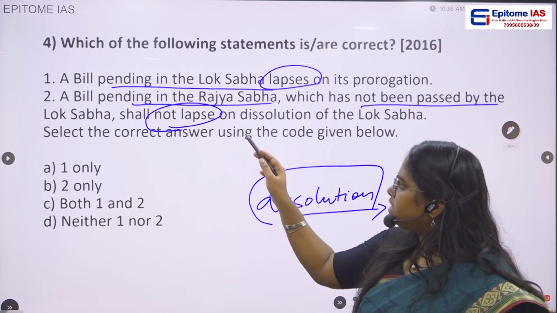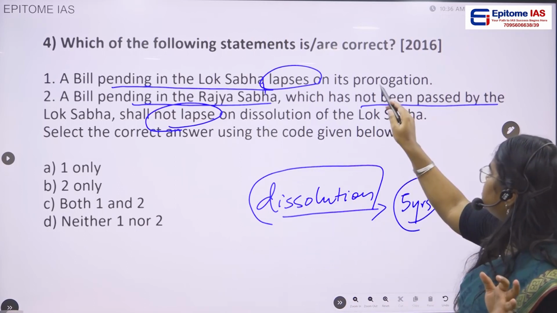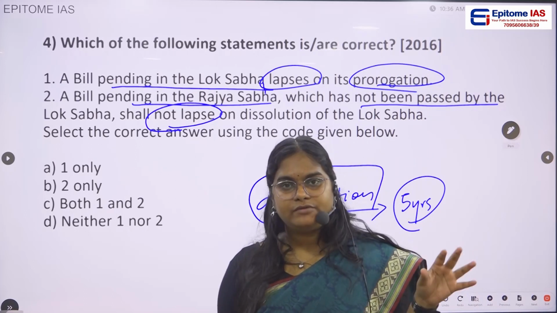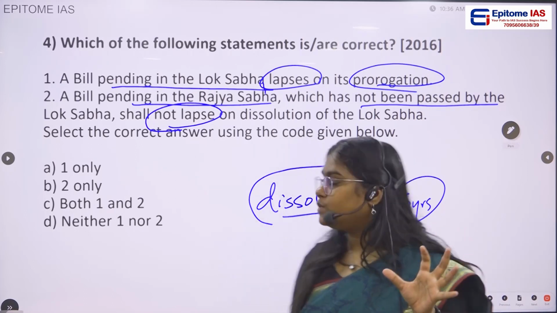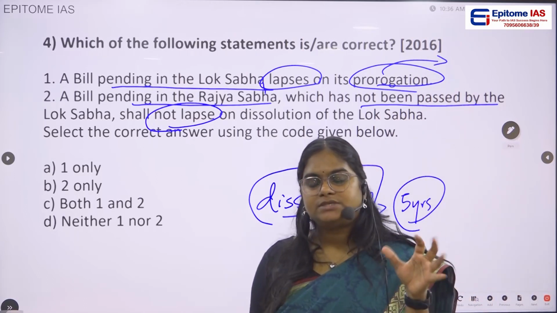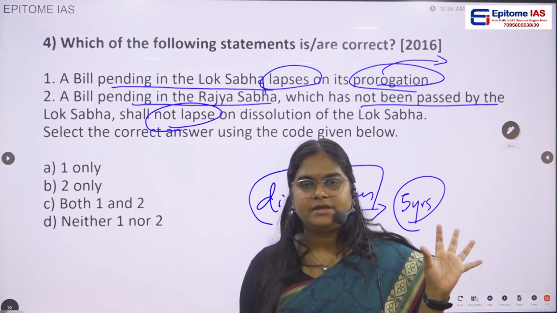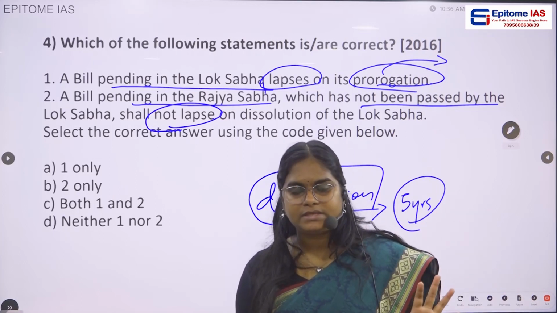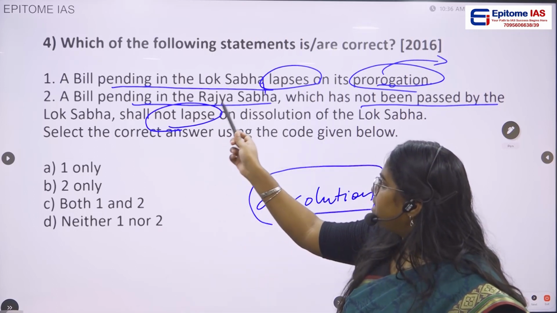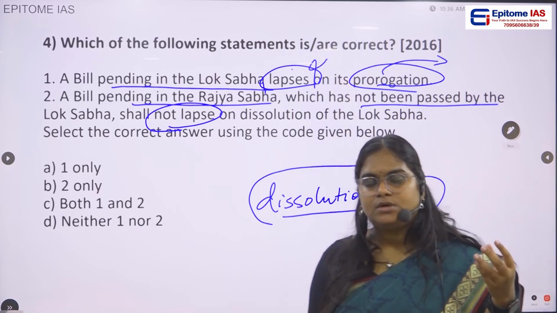If you see, the first statement is a bill pending in Lok Sabha lapses on its prorogation. Prorogation means the end of the session of the parliament. Once the end of the session of the parliament happens, it does not actually lapse the bill. The bills which are pending in both the Lok Sabha or Rajya Sabha are not getting lapsed. So what they are saying is a bill pending in Lok Sabha lapses. So we can say this particular statement is wrong.